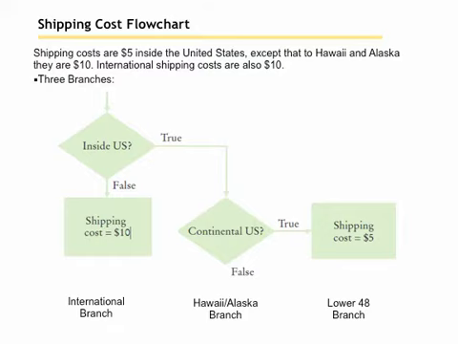If it's inside the US, we follow the true path where we go and look and say, is it inside the continental United States? If it's inside the continental United States, we set the shipping charge to $5. If it's not inside the continental United States, we set the shipping charge equal to $10, but that path is not shown on this flowchart. And finally, if it's not inside the US, we set the shipping charge to $10.